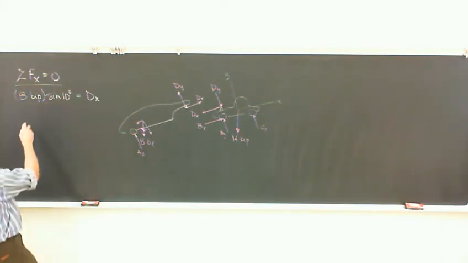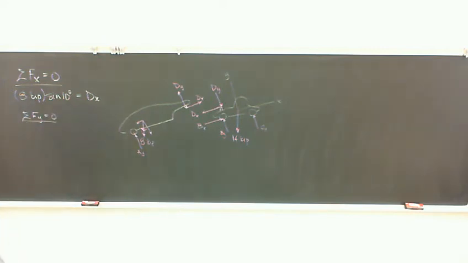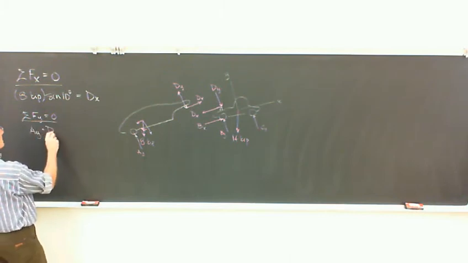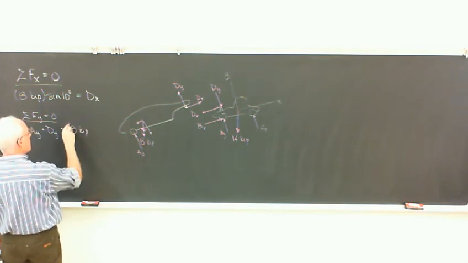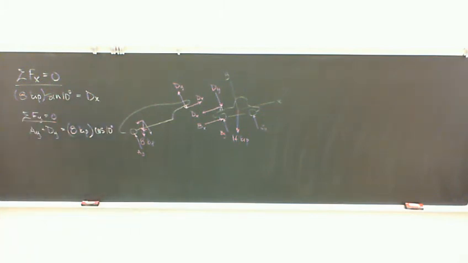Maybe the same thing will work in DY, except we only had one x unknown. We have two y direction unknowns, so we're going to have to do more than just that. That's not enough to finish that one. So, what should we do? Find the moment about one of the others.